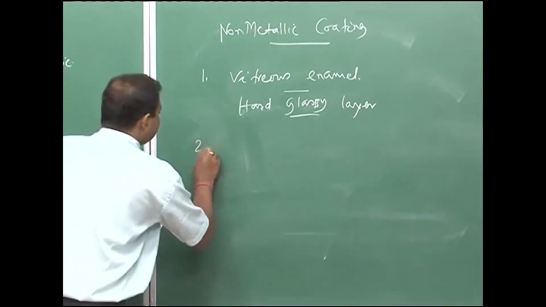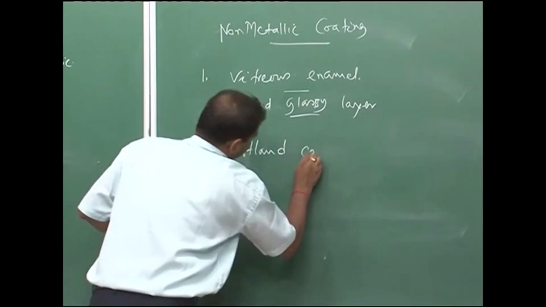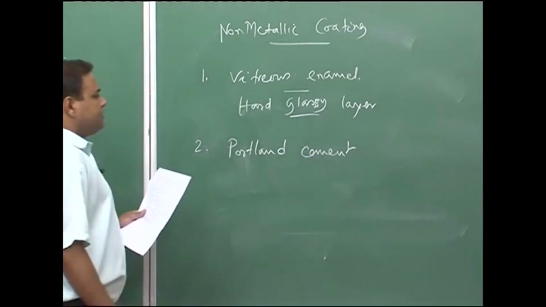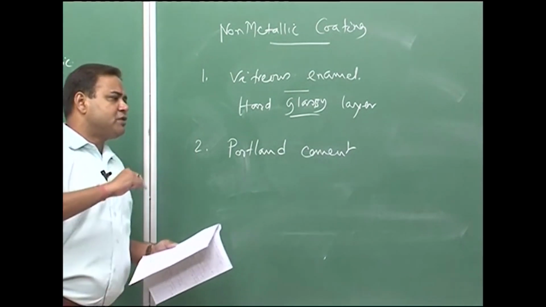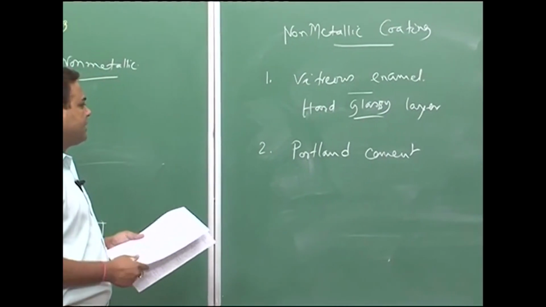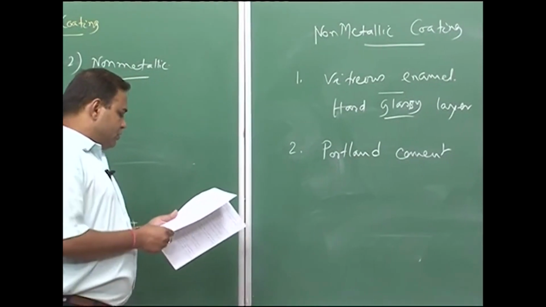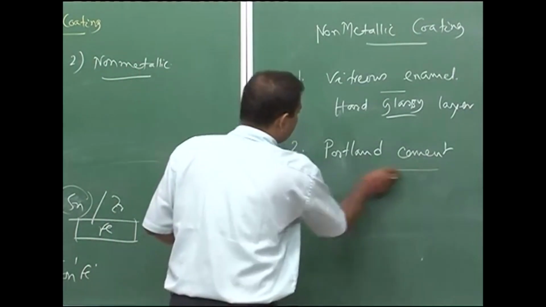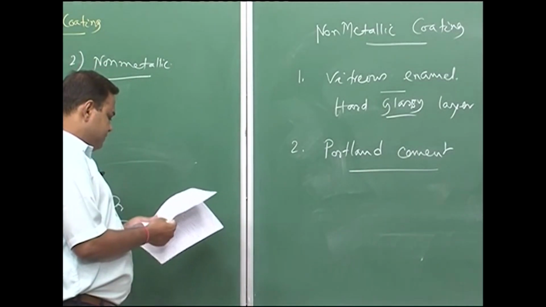Then we can have Portland cement coating. Portland cement coatings are generally very thick, and in Portland cement the pH is maintained at more than 7, that means the surface becomes alkaline in nature. So, actually the pH is raised. Portland cement is one important inorganic coating on steel objects.